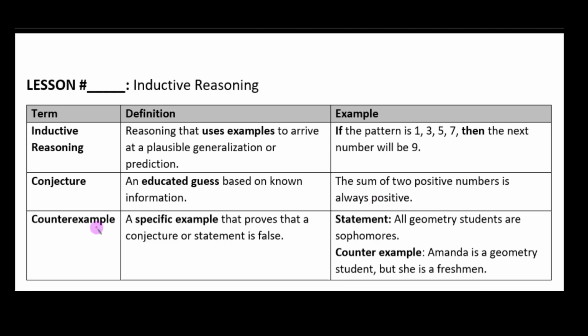And then I have what is called a counterexample. Basically, it is a specific example that proves that a conjecture or statement is false. So let's say I had a statement that said, all geometry students are sophomores. And my counterexample could be, Amanda is a geometry student, but she is a freshman. So this disproves the conjecture or the statement that all geometry students are sophomores because I have a student named Amanda and she is a freshman.